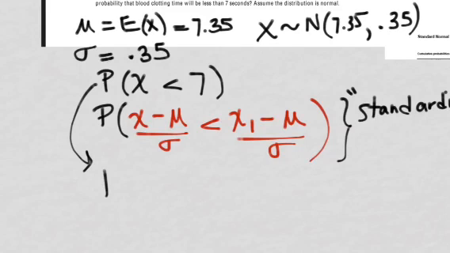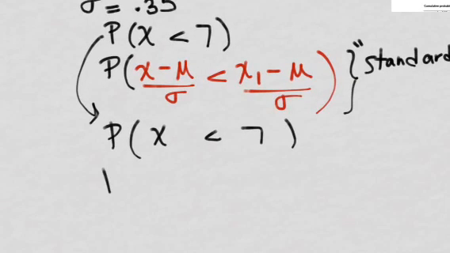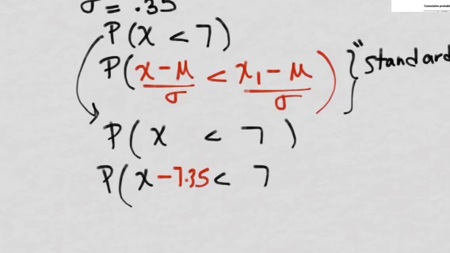So back to our example, I have the probability that x is less than 7. The expected value for this particular problem is 7.35. So on the left and on the right, I will subtract the expected value of 7.35 and divide by the standard deviation of 0.35.